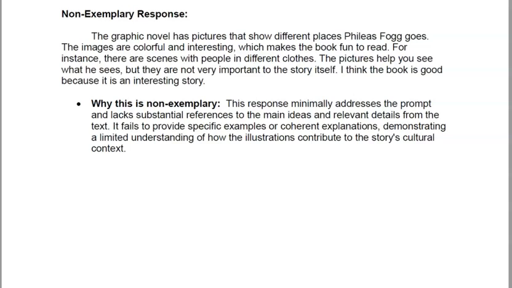So why is this non-exemplary? This response minimally addresses the prompt and lacks substantial references to the main ideas and relevant details from the text. It fails to provide specific examples or coherent explanations, demonstrating a limited understanding of how the illustrations contribute to the story's cultural context.